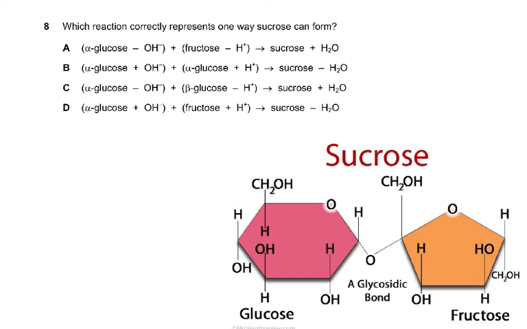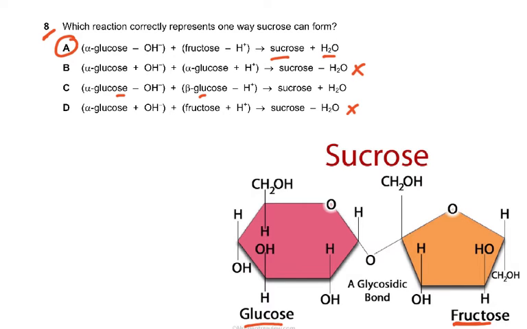Now coming to question number 8, which reaction correctly represents one way sucrose can form? Now alpha glucose plus fructose, and it makes sucrose plus water. So this minus water and this minus water is wrong. Now, you're left with A and C. So in C there's alpha glucose and beta glucose. No, I'm sorry. One is glucose and one is fructose in sucrose. So the answer is A here.